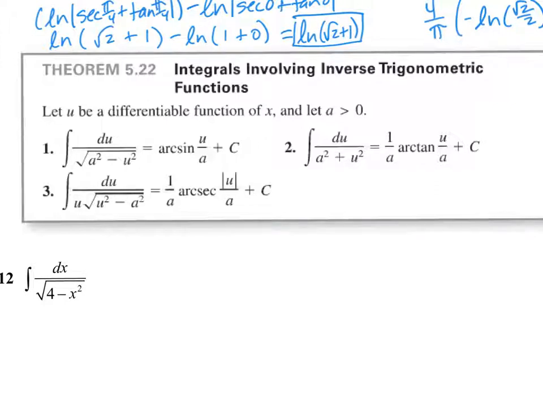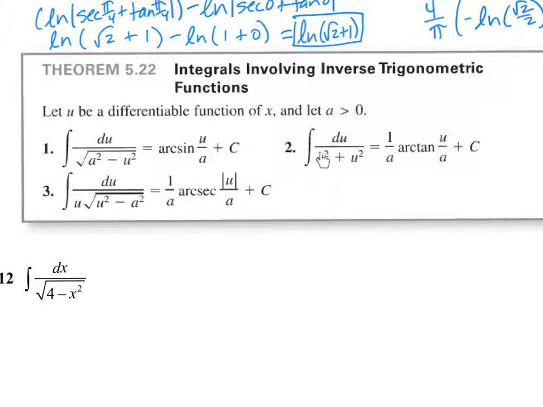So here's what we're going to look at. Let's let u be a differentiable function of x, and a is some constant bigger than 0. Then, if you see an integrand that looks like this, now the du is written here, but it could be written over here and replace that with 1. If you have 1 over the square root of a constant squared minus a function squared, then that integral is going to be arcsine, or sine inverse of u over a, your function over a, plus c.